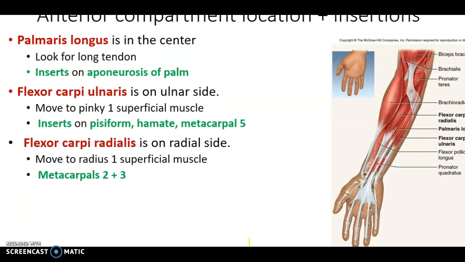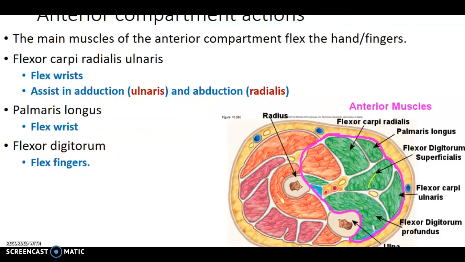So we have the palmaris longus right here. Again, long tendon, very small muscle. One muscle to this side, right here, is going to be the flexor carpi radialis. Radius is on that side, attached to the carpals. One muscle on this side is the flexor carpi ulnaris, because it's on the ulnar side. So the palmaris longus is on the palm. The flexor carpi radialis is attached to the metacarpals, and the ulnaris attaches to the pisiform and hamate bone as well.